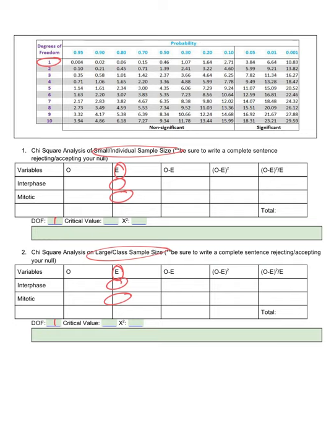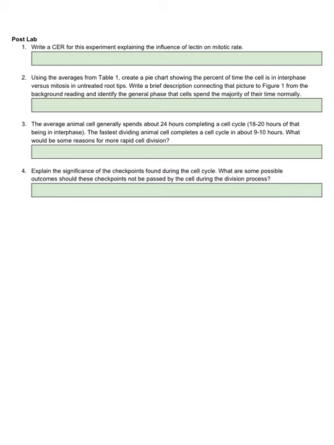Then make sure you write out your statement, whether or not you reject or accept your null and why. To wrap up your lab, we're going to construct a CER explaining the influence of lectin on mitosis. For the CER, go ahead and write 2 pieces of evidence that support your claim, and try to make this concise. Your claim, evidence, and reasoning.